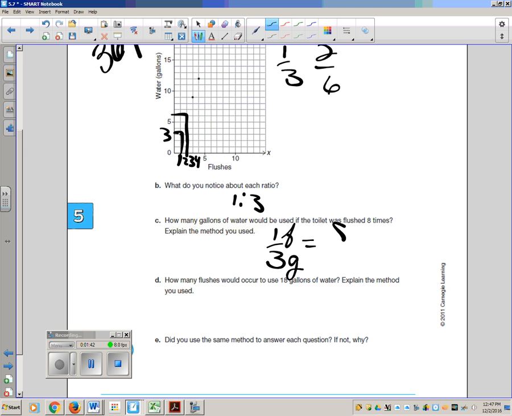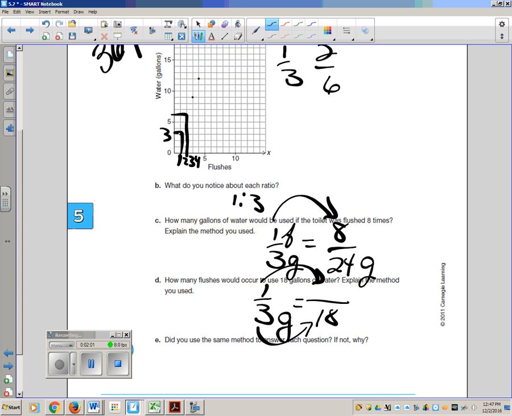All right, so if you flush it 8 times, just like the chart, multiplied by 8, that would use 24 gallons. If you take it to 18 gallons, just got to make sure you set it up right. Here's your gallons. 18's on the bottom. Multiply by 6. That would be 6 flushes. Did you use the same method? Pretty much. Figured out what I multiplied by. I just had to set it up correctly.